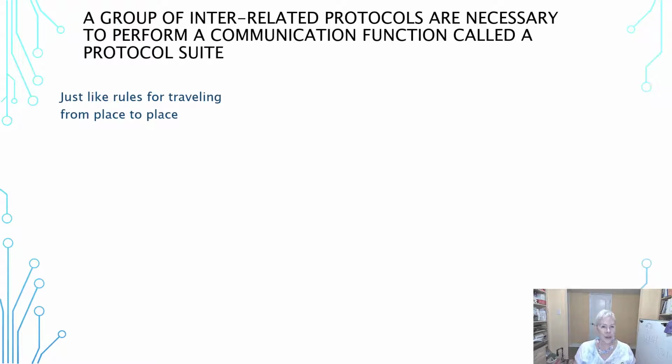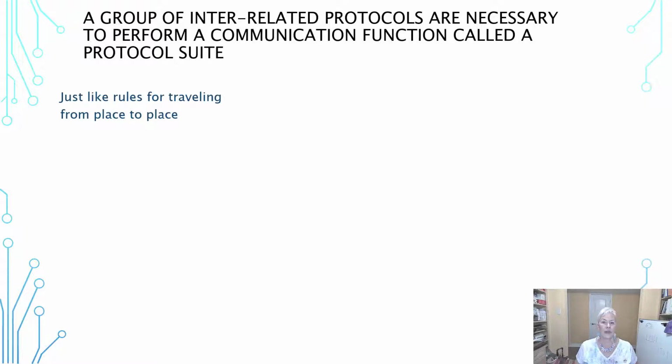A group of interrelated protocols are necessary to perform a communication function called a protocol suite. So basically, a protocol suite is a way to define the way data moves through our network and how data allows us to communicate from the source to the destination. So we know that it takes networking devices to allow data to move across the network, but understanding the different mechanisms at each layer is also important to knowing how data moves through our network.